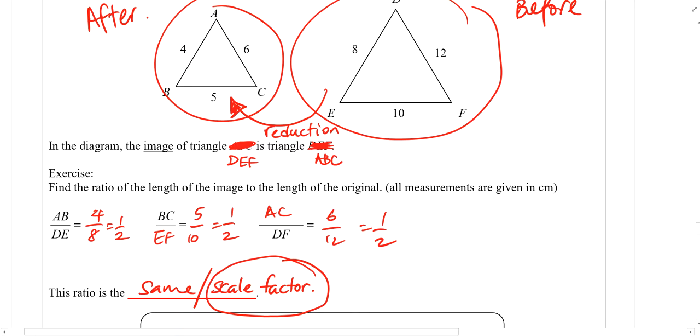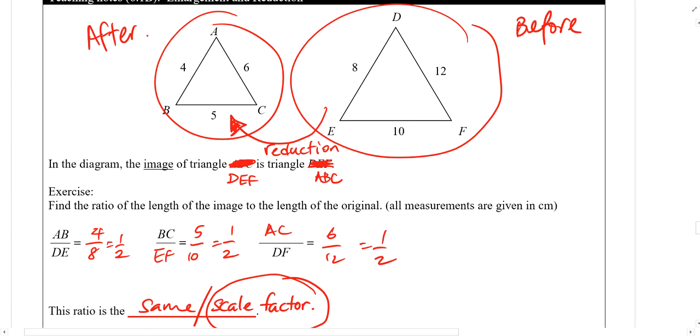I used one side divided by the other side. Which side did I use? The before or the after? Something divided by something. Is it before divided by after or after divided by before? In this case, what do you think? Quite obvious. Which one is it? After over before, right? So this is my after, and this is before. So after divided by before.